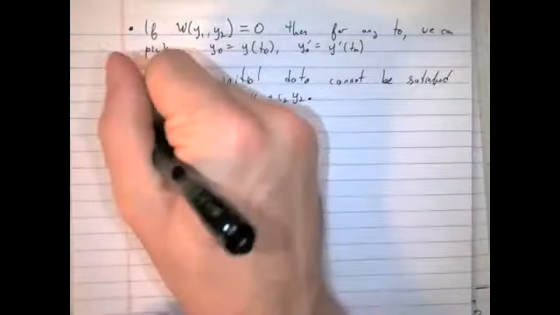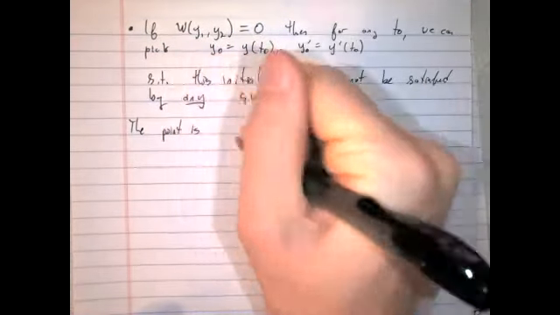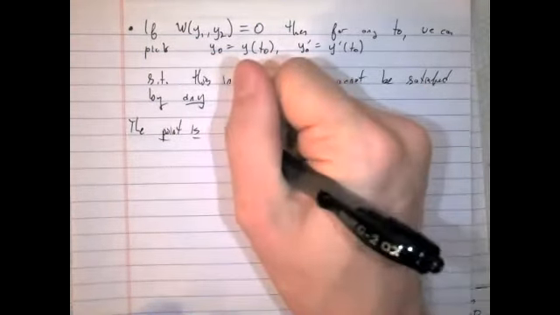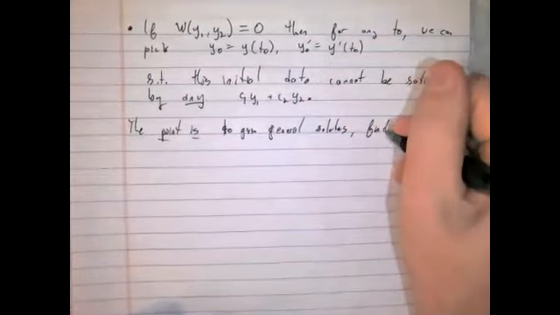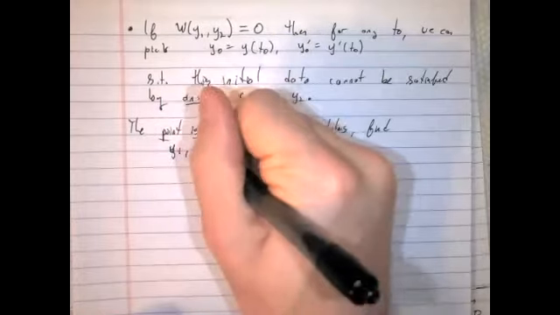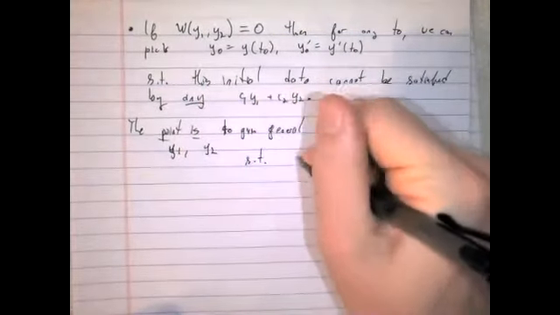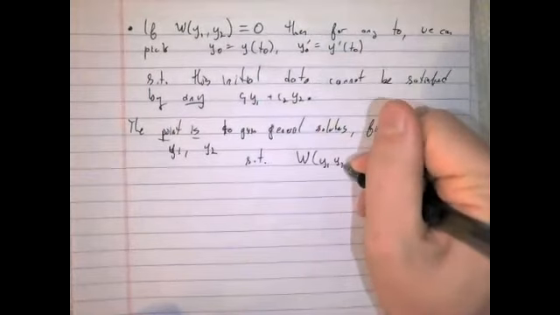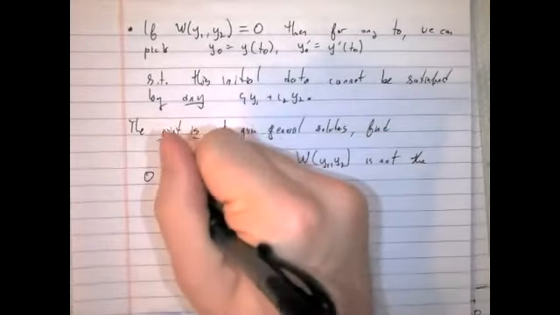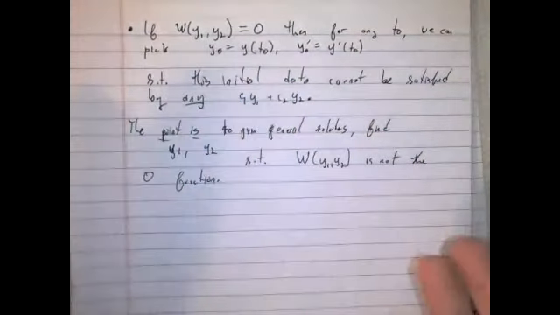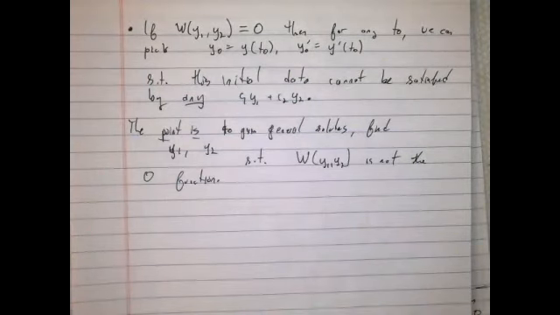So the point is, to gain general solutions, find y1 and y2 such that the Wronskian of y1 and y2 is not the 0 function. It can be 0 in some places. It just has to not be 0 everywhere. And then your y1 and y2 give you all possible solutions by taking linear combinations.